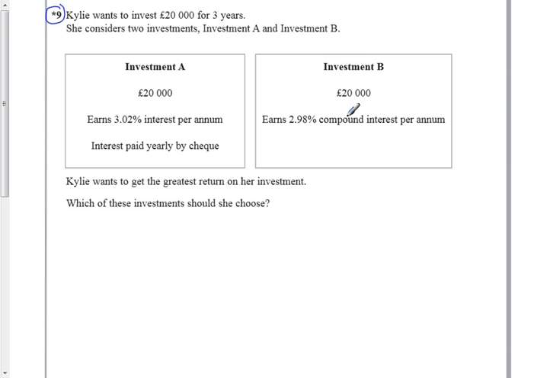Or she can get £20,000 at 2.98% compound interest, which means the bank automatically pays it in on top of the £20,000, and the next year the interest earns interest on that. So this one is what we call simple interest. This one here is compound interest. So which one should she look at? Well, let's look at each one in turn.